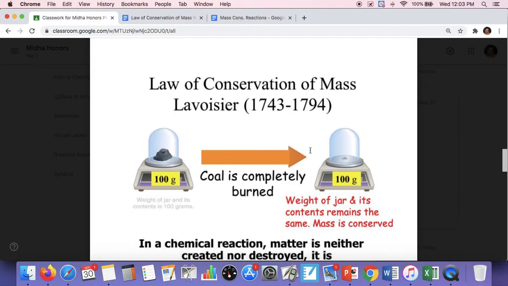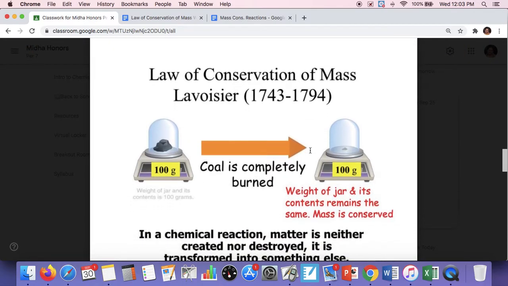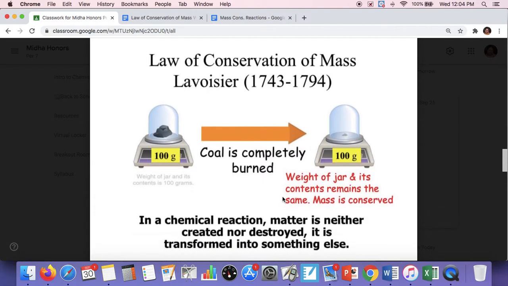It says law of conservation of mass. Over here, you see a scale that reads 100 grams. This is unburned coal. And after you burn it, you're left with ash. This is the right hand side, a little bit of ash and a lot of smoke. We are not letting the smoke escape because we have covered it with the glass jar. And now the reading of this scale says 100 grams again. So mass before burning equals the mass after burning. This is what the law of mass conservation is.